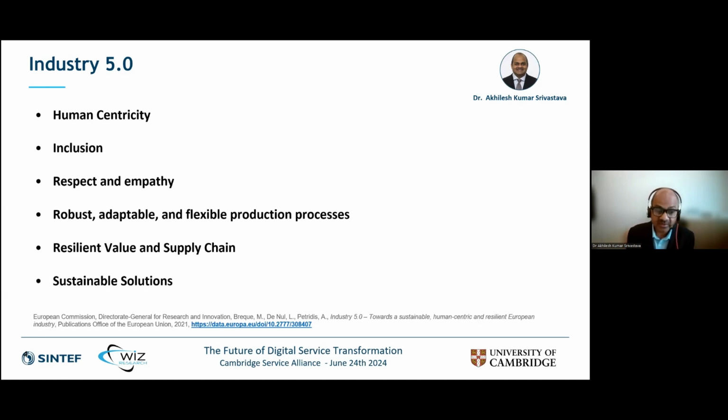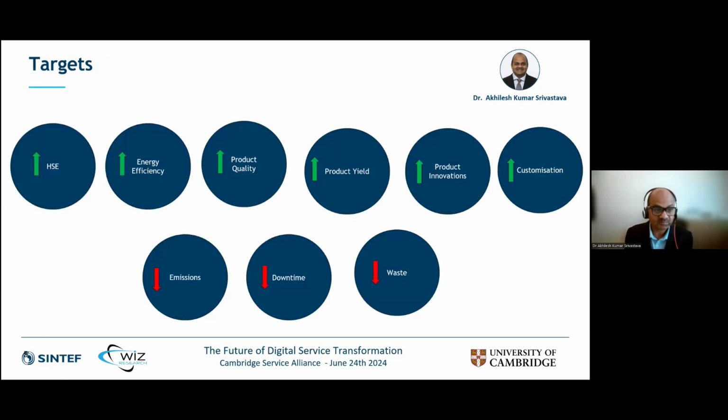And finally, we are developing solutions that are sustainable. So the things we are developing can be reused, repurposed, or recycled. And all these things can be done using digitalization.